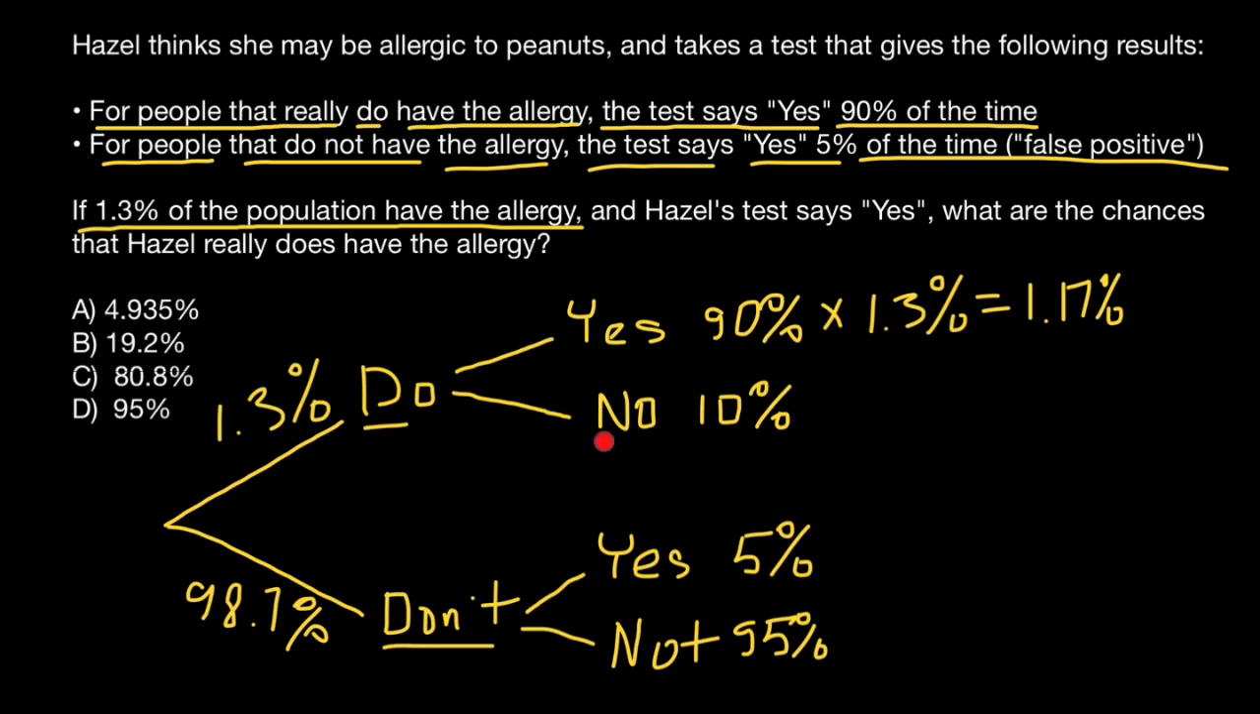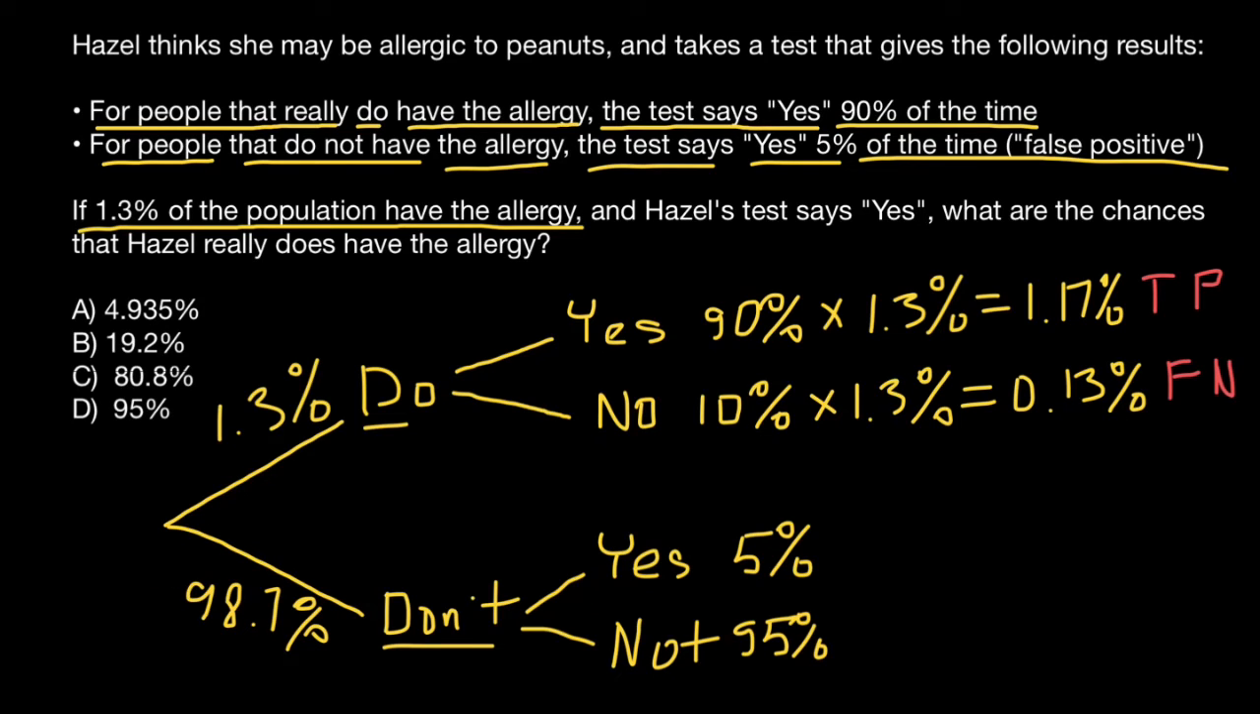Now let's find how many people do have the allergy, but due to a not very accurate test, they test negative. So we call them false negative. We have to multiply 10% by 1.3%, and the frequency of this category is going to be 0.13%. This is false negative. Let me add letters here. So this is going to be true positive, and this is going to be false negative.